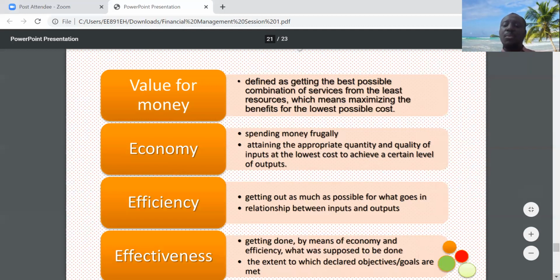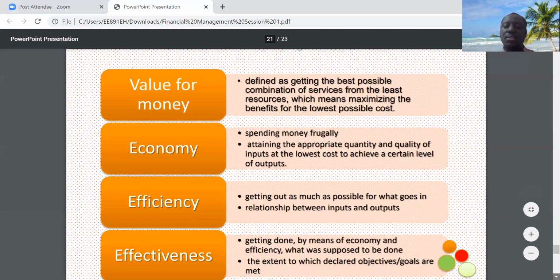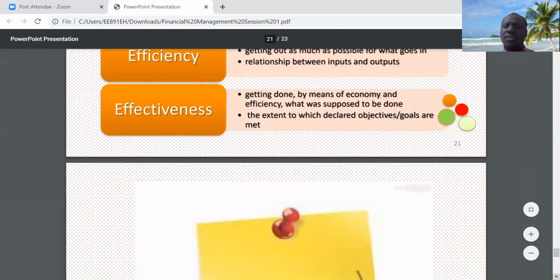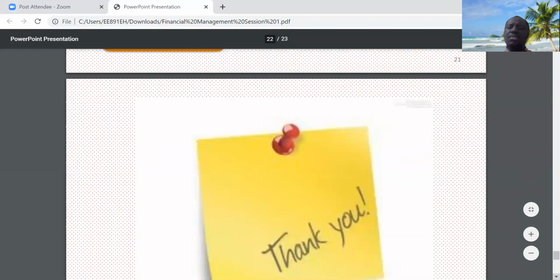Not-for-profit organizations focus a lot on value for money and managing their financial resources. So that's very important. This is a brief lecture that I wanted to add for you to understand, because it's critical for you to pass your financial management exam.